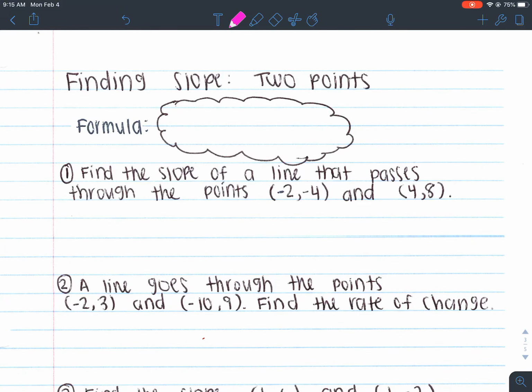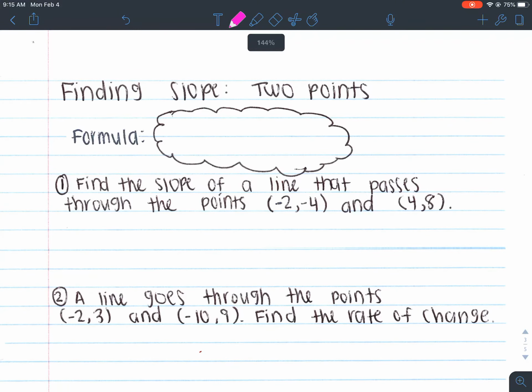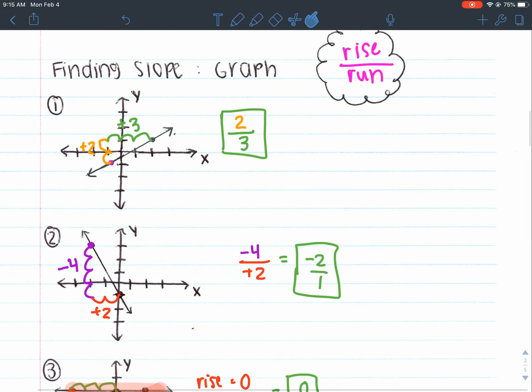All right, now we're going to find slope from 2 points. So this is the one where we're using that formula we saw at the beginning. So m, which is our slope, equals y2 minus y1 divided by x2 minus x1. Okay? Your y's are always going to go at the top. Always. So looking back, we did rise over run, right?